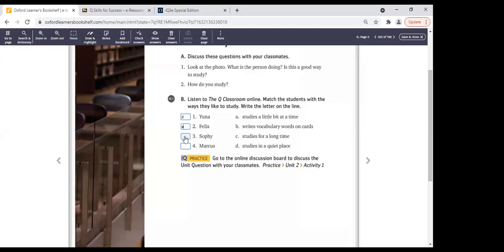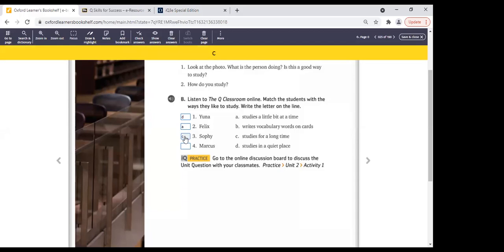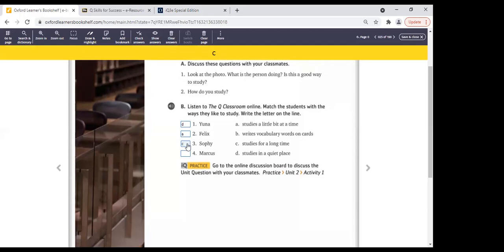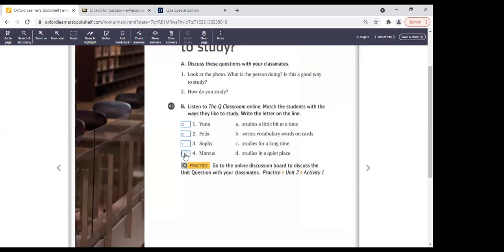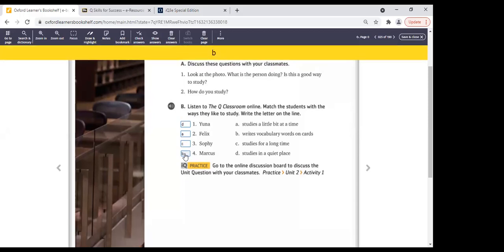Okay. Faisal, Sultan. I think study for a long time. Yeah, everyone agrees. Sophie studies for a long time. Yes. Okay, and Marcus. What's that? There's only one left. Yeah, right, vocabulary. Vocabulary word.